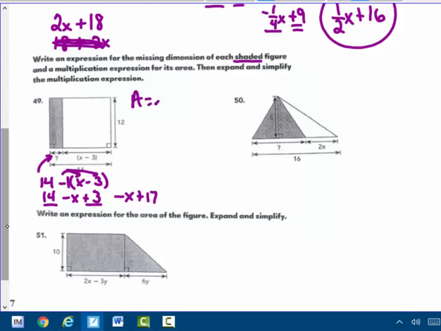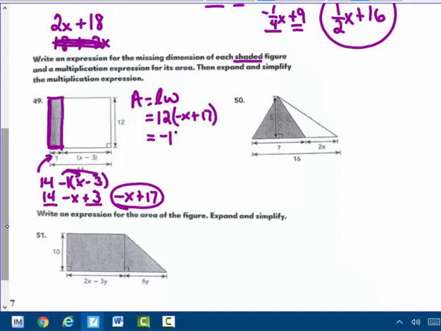Well, the area of a rectangle is length times width, so formula. Now I'm going to plug in the values. And I have 12 as a length or width times this little expression that I found here, negative x plus 17, that's the dimension down here, times the 12 will give me the area of this shaded rectangle. So distributing, then expand and simplify the multiplication expression. Okay, so I'm going to expand, distributing 12 times negative x, negative 12x, and 12 times 17, 204.